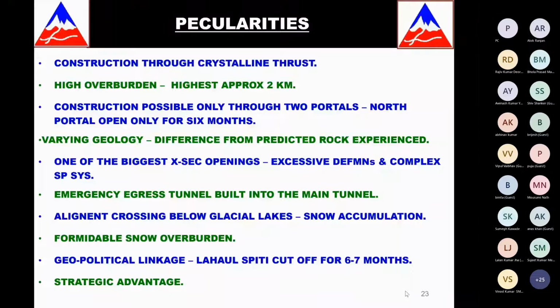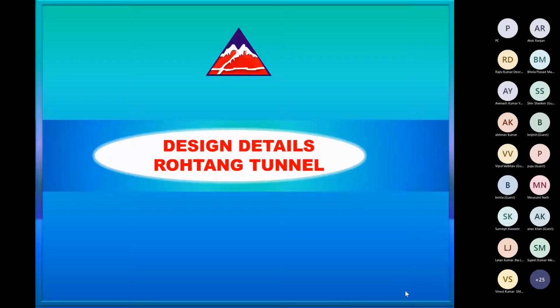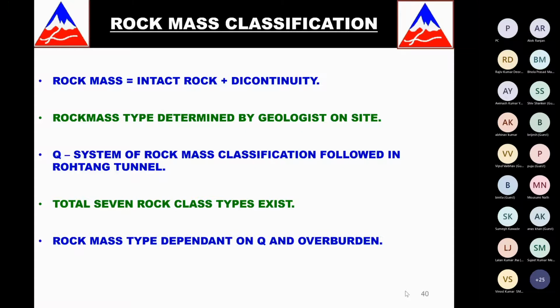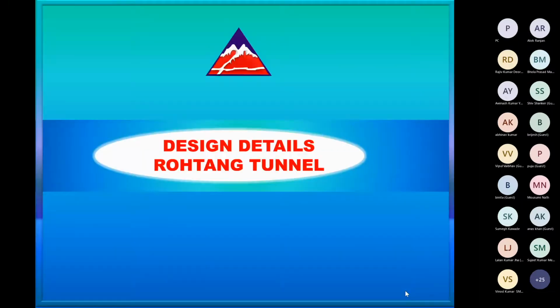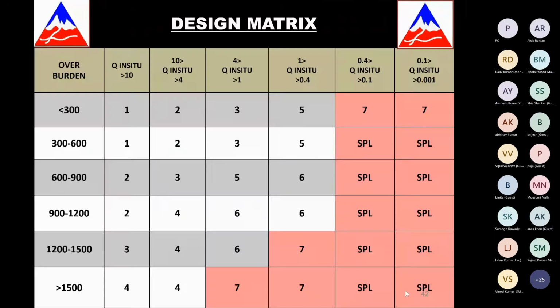inside, and there was inevitable snow also on both ends during the working time. But we were working with a FIDIC contract, which was good. Here, in the design details, we had rock mass based on the Q system. So if you see, our design matrix was based on overburden and Q values.